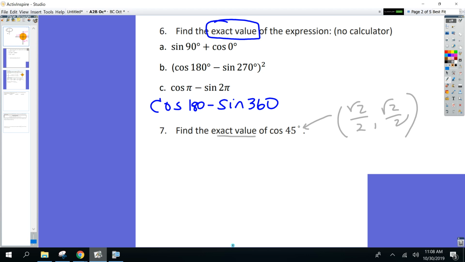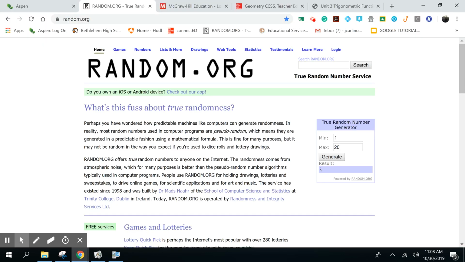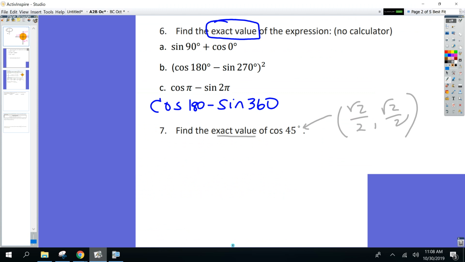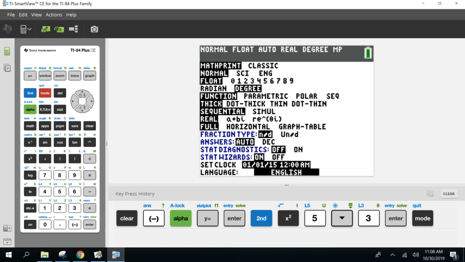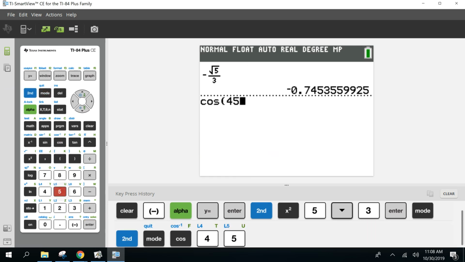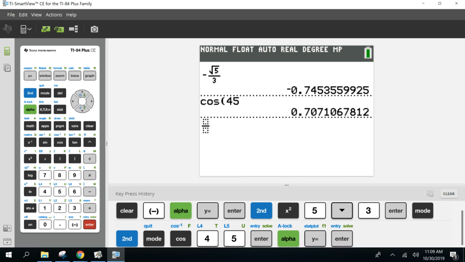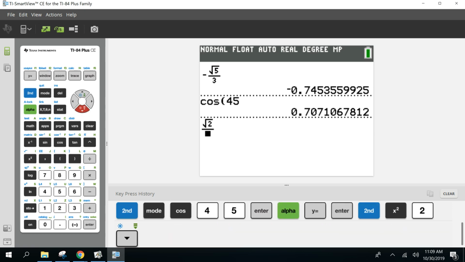But you might want to catch up on this on your own. Which coordinate do I want if I'm looking for cosine? The x coordinate, done. And what's the x coordinate? Radical 2 over 2. You can check it using your calculator, make sure radical 2 over 2 is the same thing as cosine of 45. What's radical 2 over 2? Same thing.